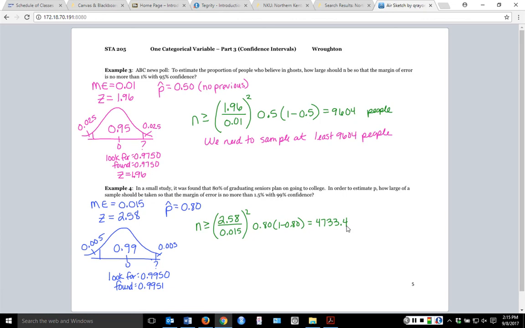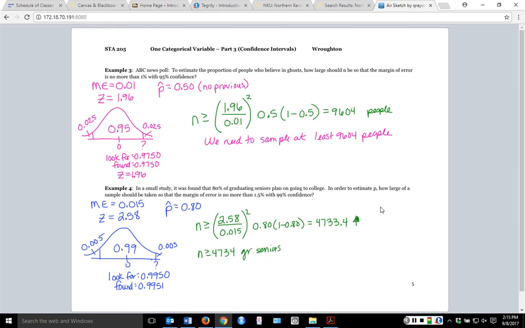Now this is something where finally how I wrote this formula is important. This greater than or equal to part. So if I need to sample part of that person, I have to sample all of them. I don't care how small this number after the decimal point is. Even if it's like 0.01, I have to sample that entire next person. So no matter what this number is, your normal rounding rules will not apply. And this we're going to round up and say that we need at least 4,734 graduating seniors.